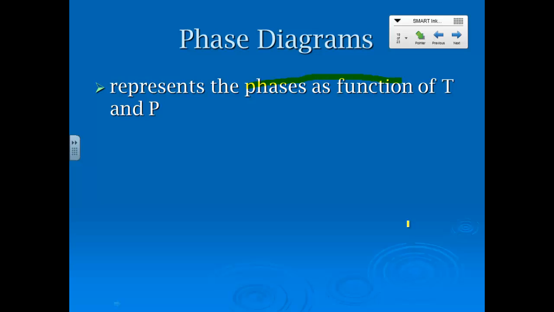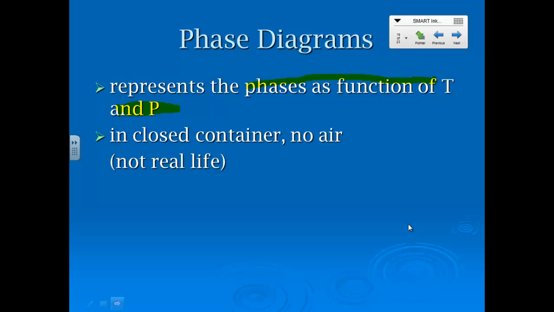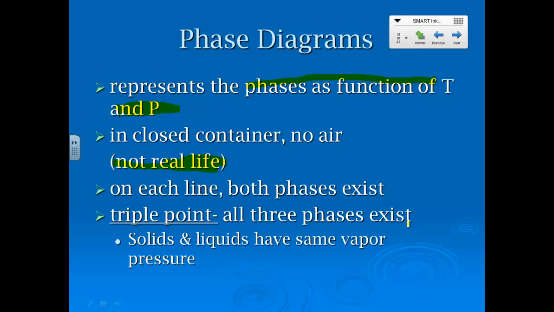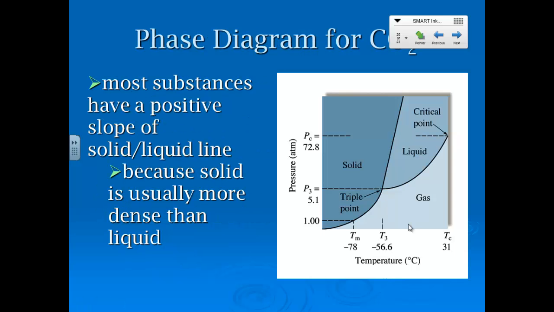Phase diagrams represent phases as a function of temperature and pressure. It's really in a closed container, so this is not a real life situation. On each line, both phases exist, and at the triple point, all three phases exist. For example, the liquid and solid at that point will have the same vapor pressure. So let's look at some of these.